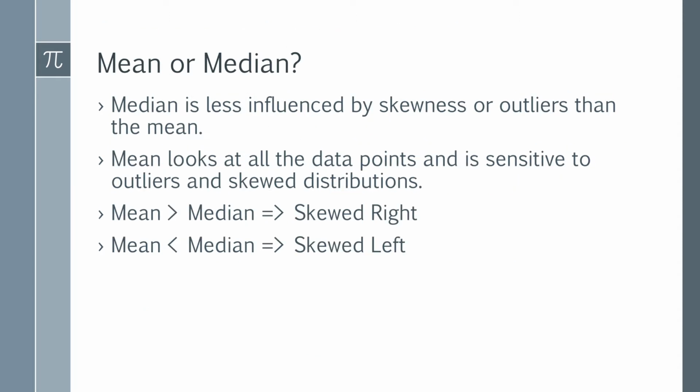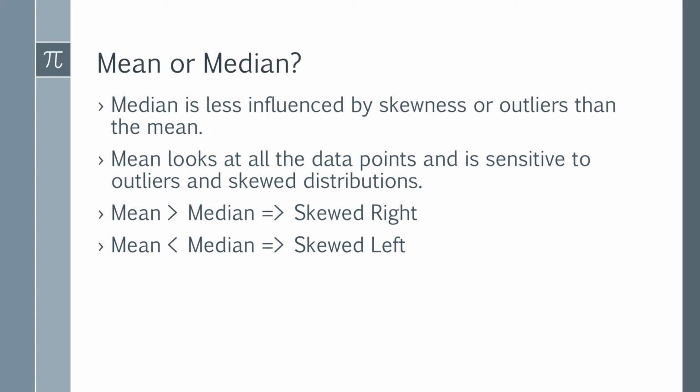So the mean or the median, I mentioned this on the previous slide, but I'm going to touch on it again. The median is less influenced by skewness or outliers than the mean. That's why the median is the better choice for measuring center if you have that type of data set. The mean looks at all of the data points, and it is sensitive to outliers and skewed distributions, so that's why your mean is not going to be the best measure if you're looking at a skewed data set. You're better off going with the median.